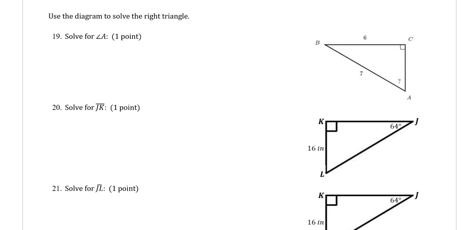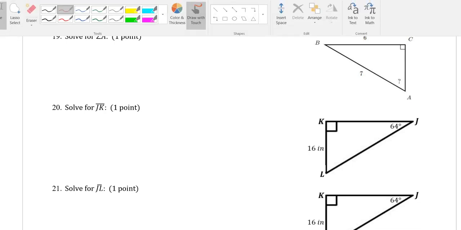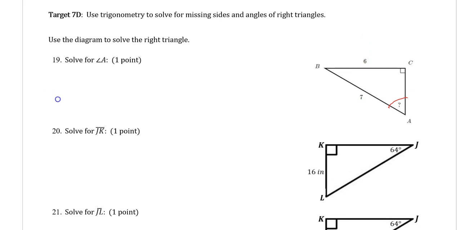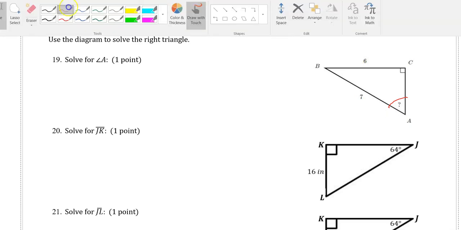All right, use the diagram to solve the right triangle. Solve for angle A. Okay, so here's angle A. Remember, let me go back to the chart. We're using trigonometry to solve for all of these things. This one I am given two sides, so I am going to set up a trigonometric ratio.